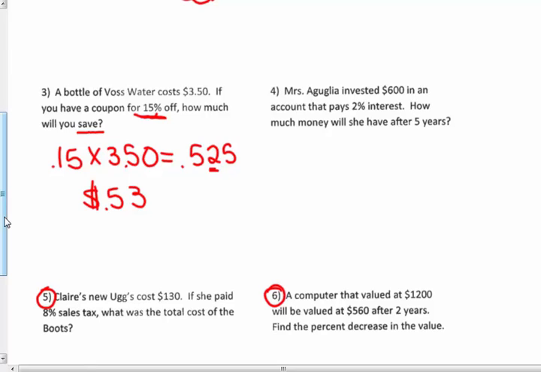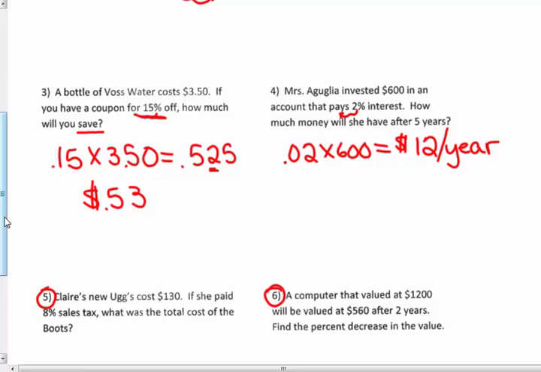Number 4. Mrs. Agulia invested $600 in an account that pays 2% interest. How much money will she have after 5 years? Okay, 2%. I, being math savvy, would probably put it in a little bit higher percent account, but we'll go with this one. 2% times $600 would give me a savings of $12 every year. In 1 year, I would save $12.